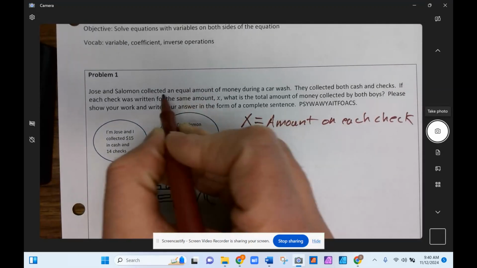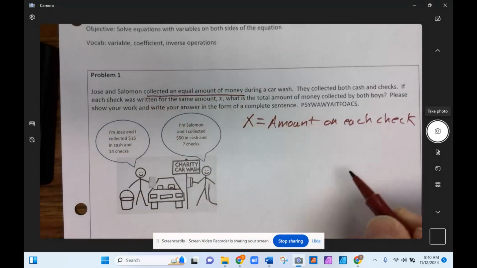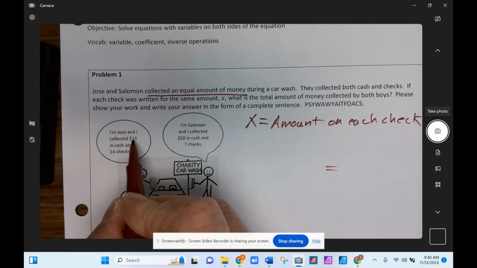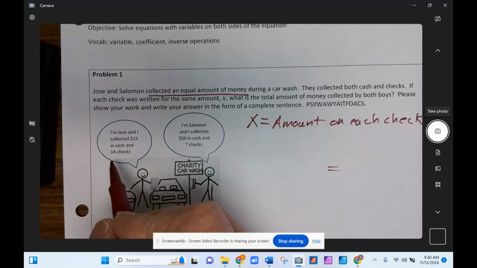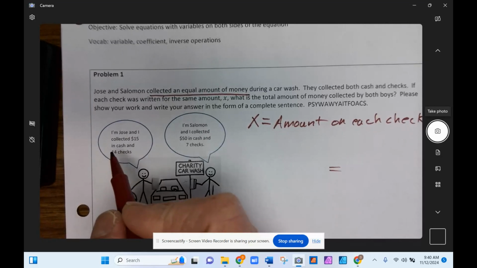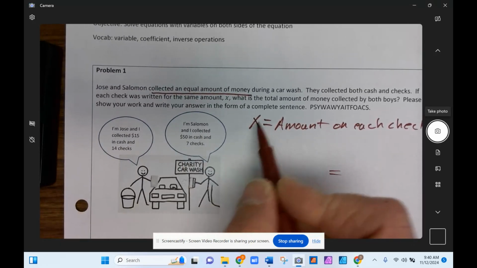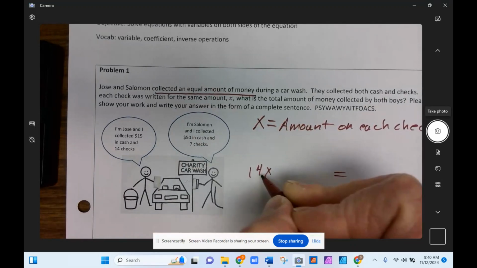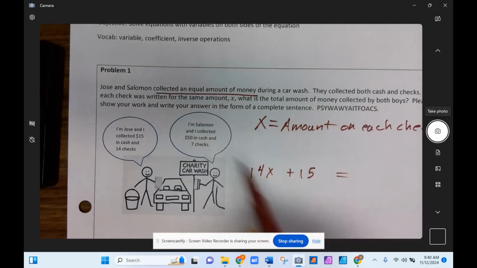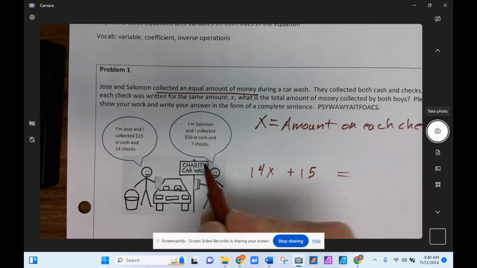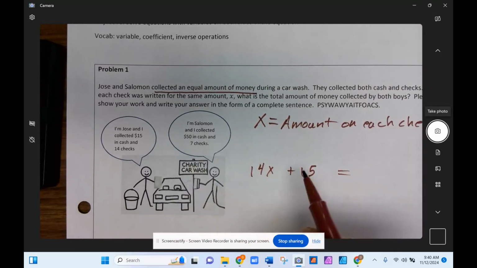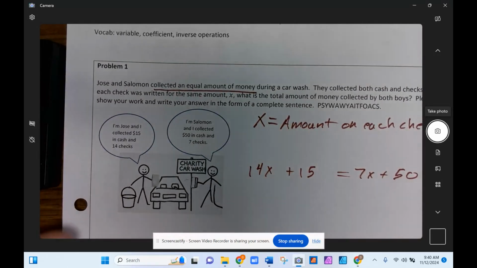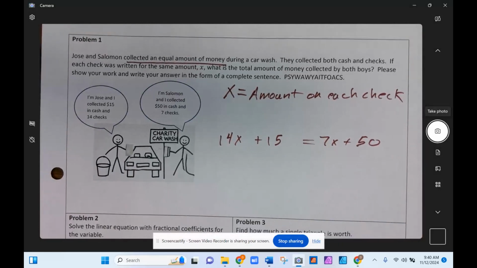Now, what is important to know is that they collected an equal amount of money. So we've got an equal sign. That's what makes this an equation, right? So Jose collected $15 in cash and 14 checks. Now, we don't know how much each check is worth. That's what we're trying to find, that variable. So we're going to say 14 times X and then plus $15. That represents Jose's side. And then Solomon's side is similar but different numbers: 7X and then plus $50 in cash.